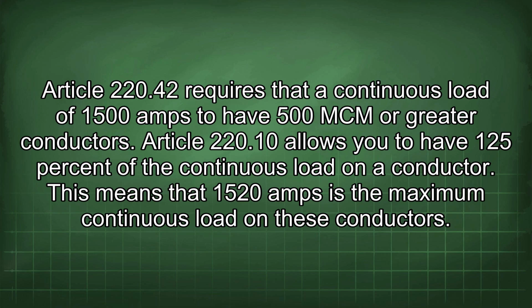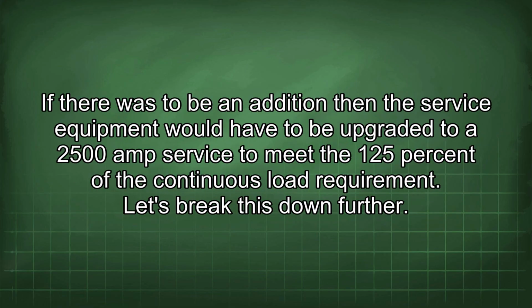Article 220.10 allows you to have 125% of the continuous load on a conductor. This means that 1520 amps is the maximum continuous load on these conductors. If there was to be an addition, then the service equipment would have to be upgraded to a 2500 amp service to meet the 125% of the continuous load requirement.